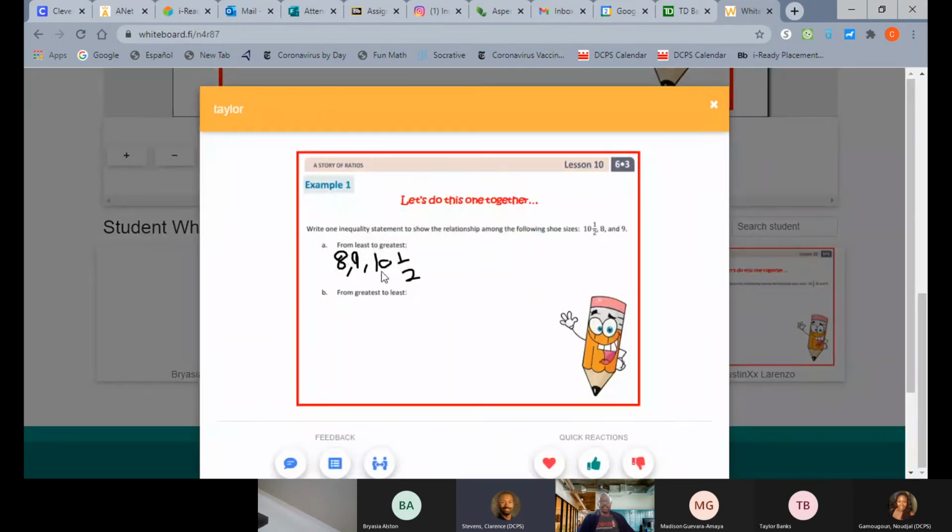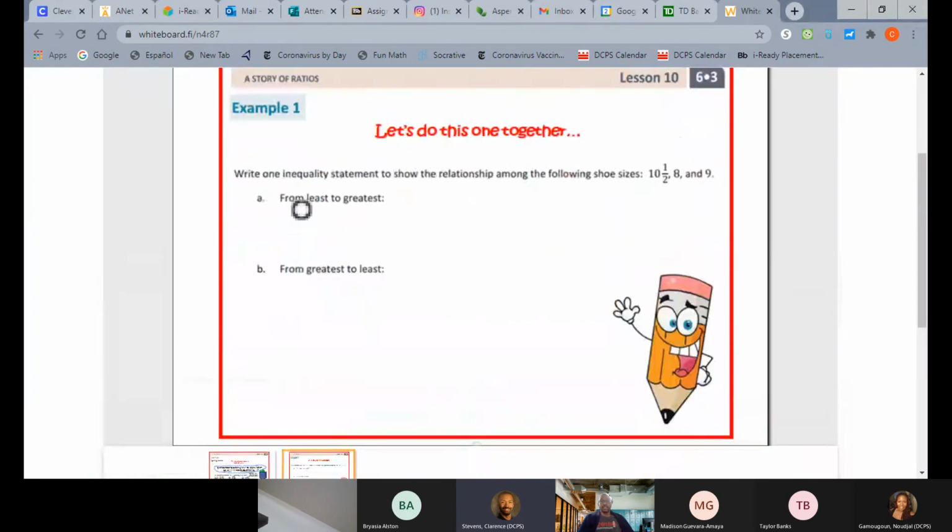Taylor put in 8, 9, and 10.5. Very good, Taylor. It is 8, 9, and 10.5. But now the question is, how do we turn this into an inequality? What do you think we're going to do to turn this into an inequality? How are we going to turn this into an inequality? Madison, which inequality symbol are we going to use?